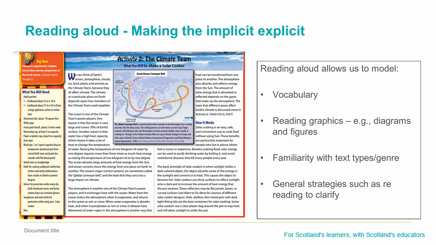In this example from a non-fiction text on climate, the reader is expected to access a variety of text types. As well as factual information on climate and solar cookers, the reader is also expected to follow a set of instructions for making a solar cooker. In addition, the reader also has to extract information from the diagram on the Great Ocean Conveyor Belt. In this very typical extract from a non-fiction text, young people are expected to adapt their reading practices to a range of different genres.